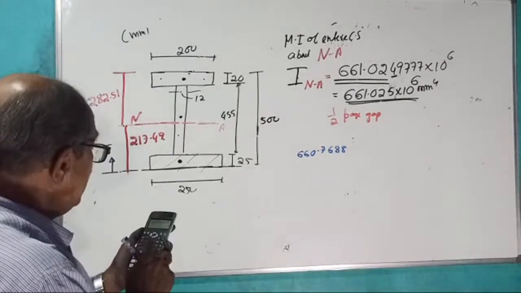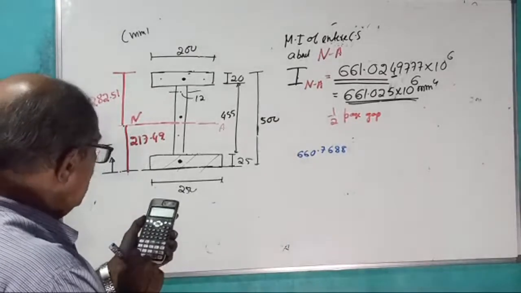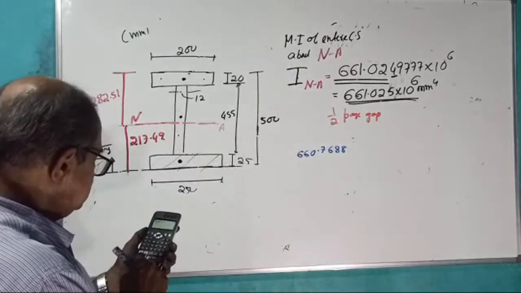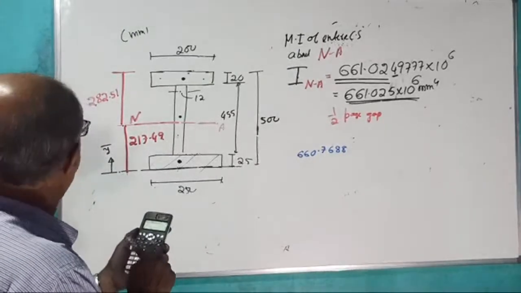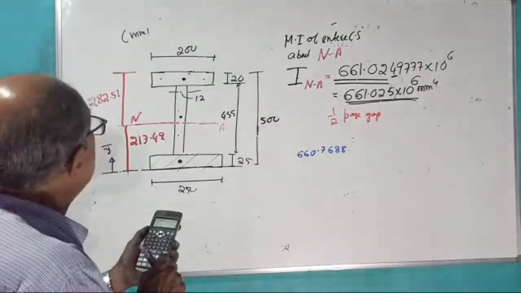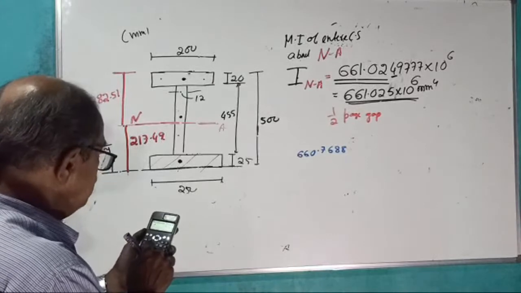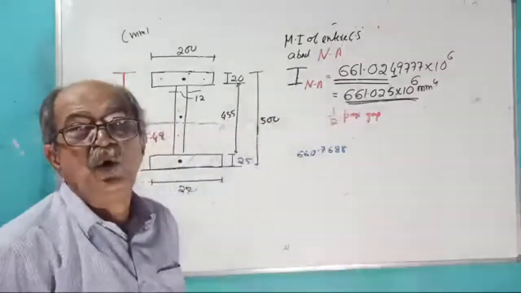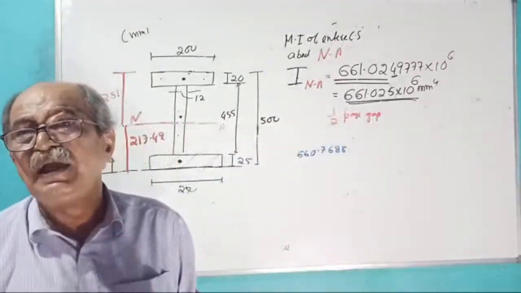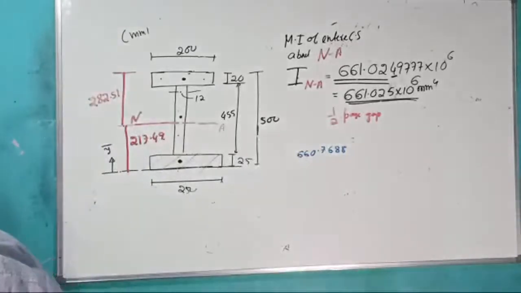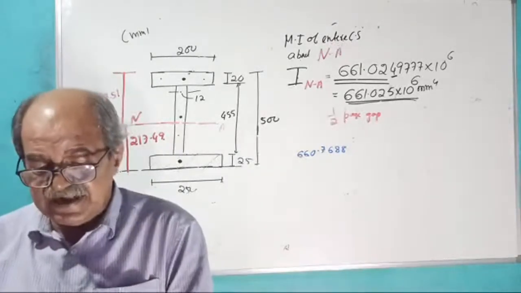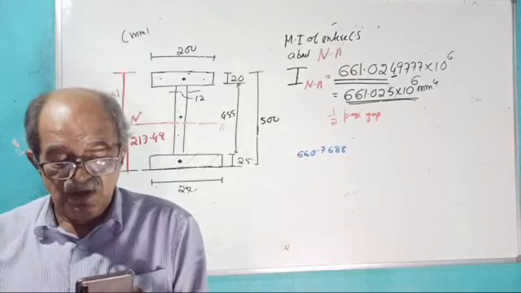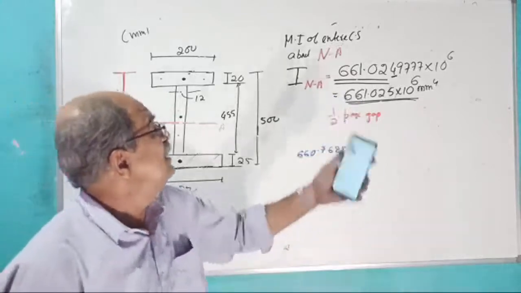Close square. Plus 200 into 20 cube divided by 12, plus 200 into 20 into 282.51 minus 10, that number to be squared. I am getting once again 661. So my calculation is correct. Usually I don't make mistakes in moment of inertia. So my answer is correct, 661. I will continue with my answer only. Not 668, I once again got 661 only.